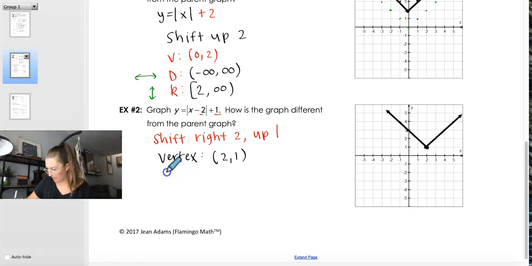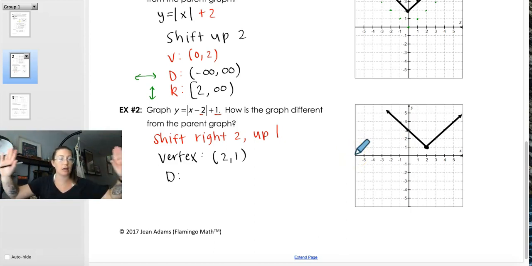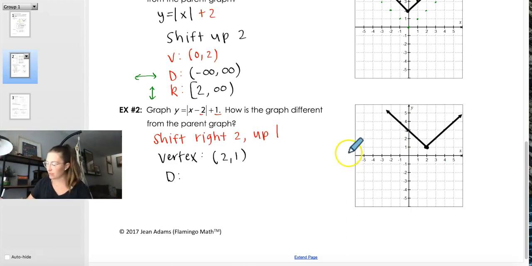So we'll go domain. Again, domain is your x values. It goes left to right, starting from the left. Again, this is getting wider and wider, so it's going to ultimately cover the entire x-axis. So this is going to start from -infinity and travel to +infinity. So -infinity to +infinity. Again, we need to make sure that we have parentheses, not brackets. Infinity is not included.